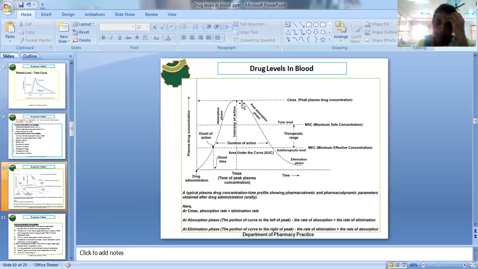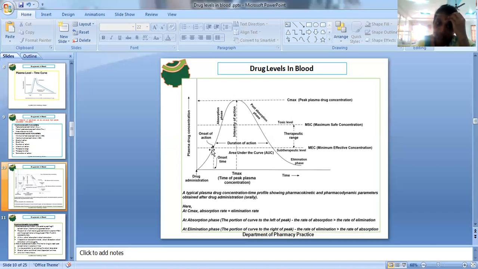If you look at the Cmax, the rate of absorption is equal to the rate of elimination. At that particular Cmax, whatever amount of drug is absorbed into the body, the same amount of drug is eliminated from the body. That is the significance you need to consider at the Cmax.